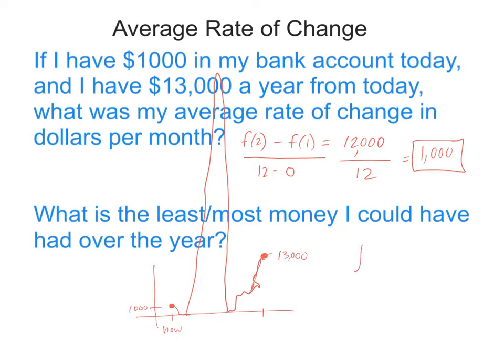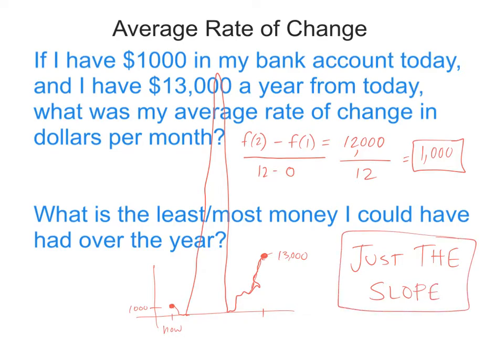So if I had to sum this up, average rate of change is just the slope. It has nothing to do with the function, nothing to do with the derivative. It's just the slope from point A to point B.